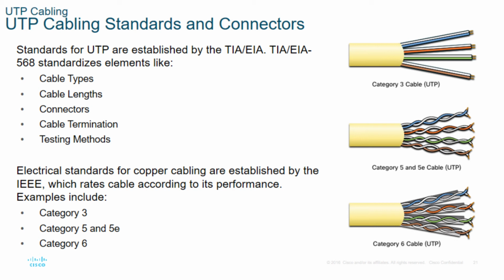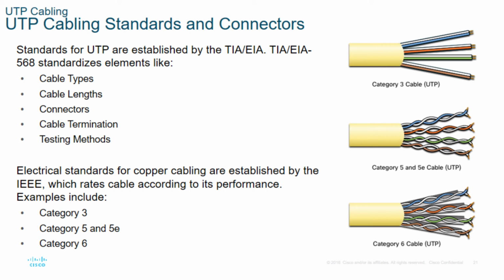UTP cabling standards and connectors. UTP cabling conforms to the standards established by the TIA, the commercial cabling standards for LAN installation, and is the standard most commonly used in LAN cabling environments. Some of the elements defined are as follows: cable types, cable lengths, connectors, terminations, and methods of testing cable.